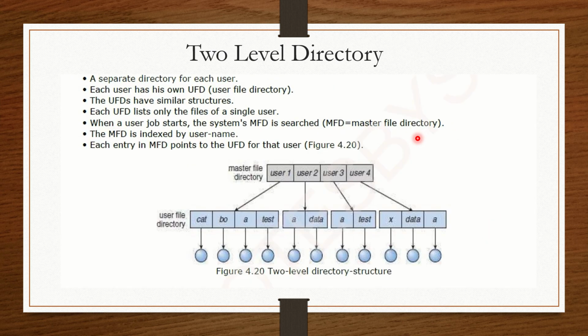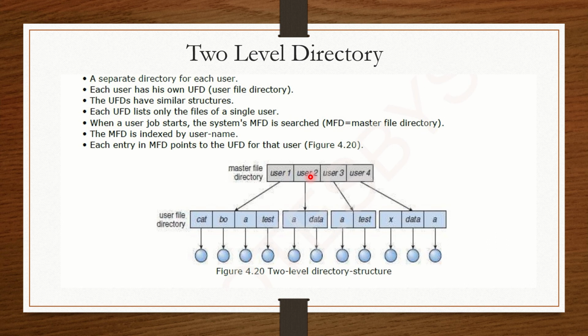So we are moving on to another type called the two level directory. In the two level directory, you can see there is a master file directory, MFD. User 1 is a master file directory. Inside that directory you can create one more level called the user file directory, or UFD. These are user file directories, and inside each user file directory you can store some files.